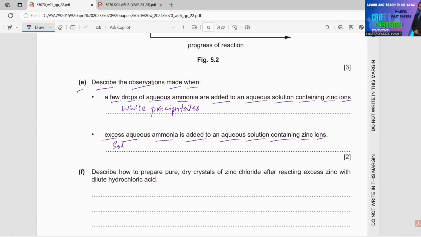Soluble or dissolves to form colorless solution.